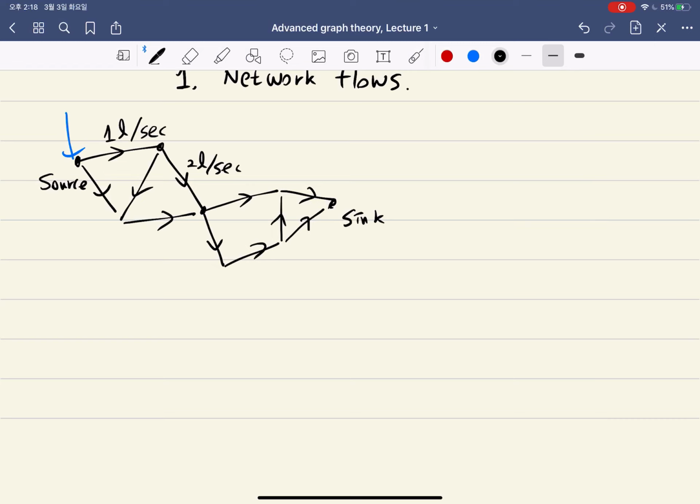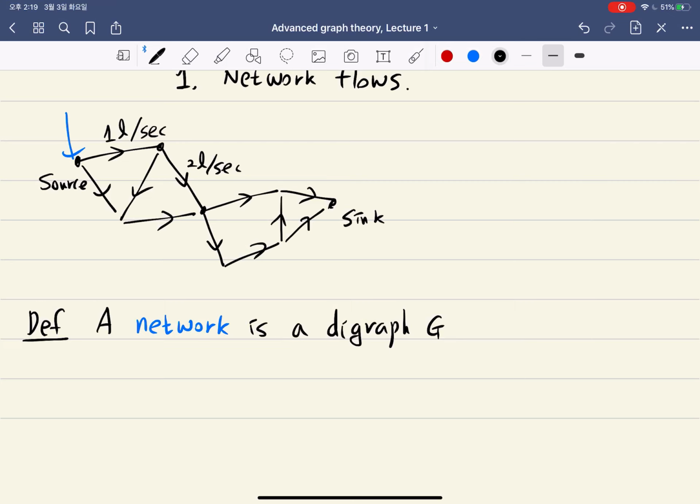So let's make this concept more mathematical. For that we define some terminology, and we define something called a network. A network can have lots of meanings, but here we will define it in this way. A network is a digraph, a directed graph. We all know what directed graphs are: a graph where each edge is oriented in one direction.